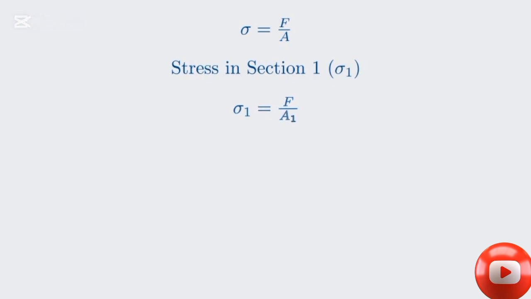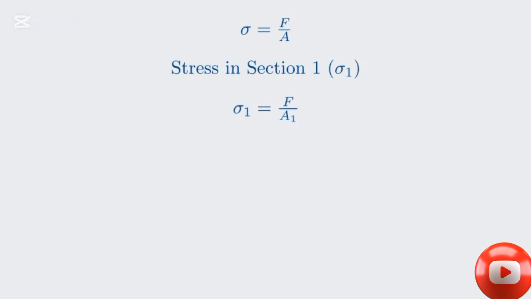Now that we have our force F, we can calculate the stress in each portion of the bar. Stress, denoted by the Greek letter sigma, is defined as force per unit area. The formula is simply stress equals F over A, where A is the cross-sectional area of the part in question. We'll start with the upper section. The stress in the upper part, sigma 1, is F divided by its area, A1.